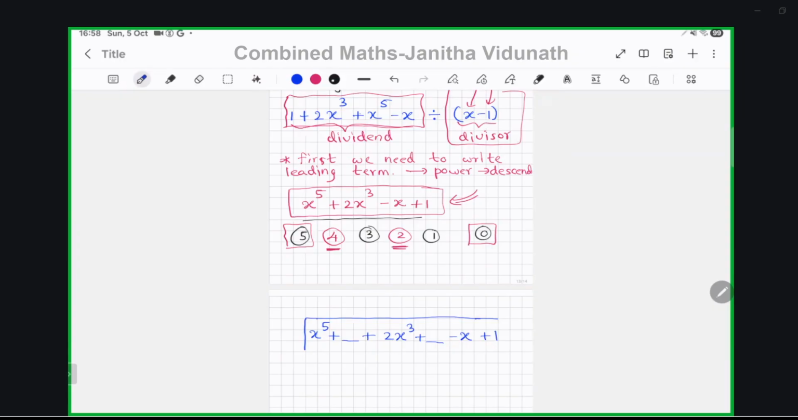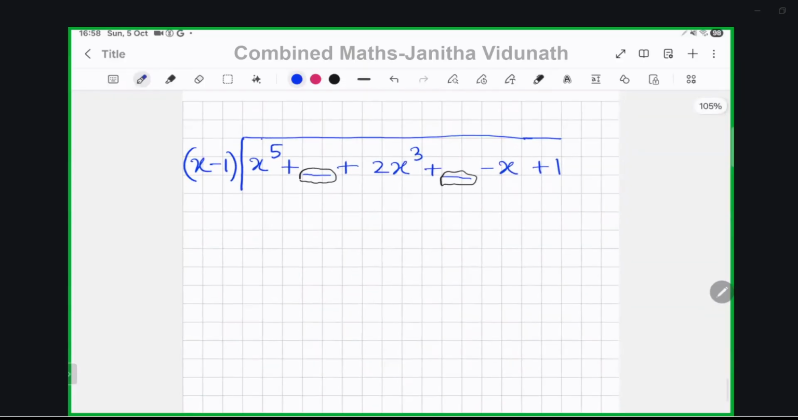Here we need not put a line; we simply put a blank. This is not essential, but this is done to keep the columns aligned correctly. That is the only need of this method. Now here we have x minus 1.